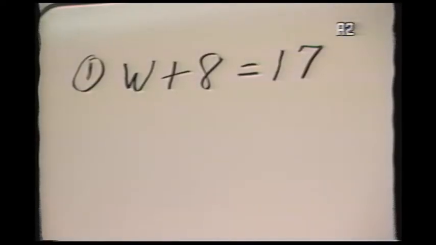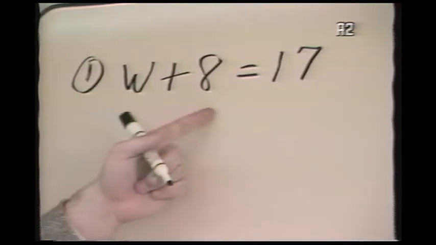W plus 8 equals 17. That's like saying a number plus 8 equals 17.